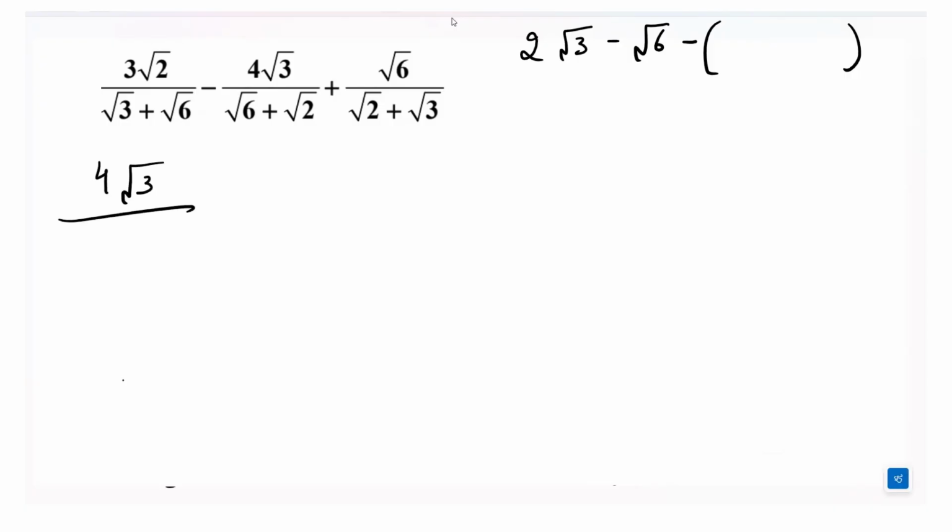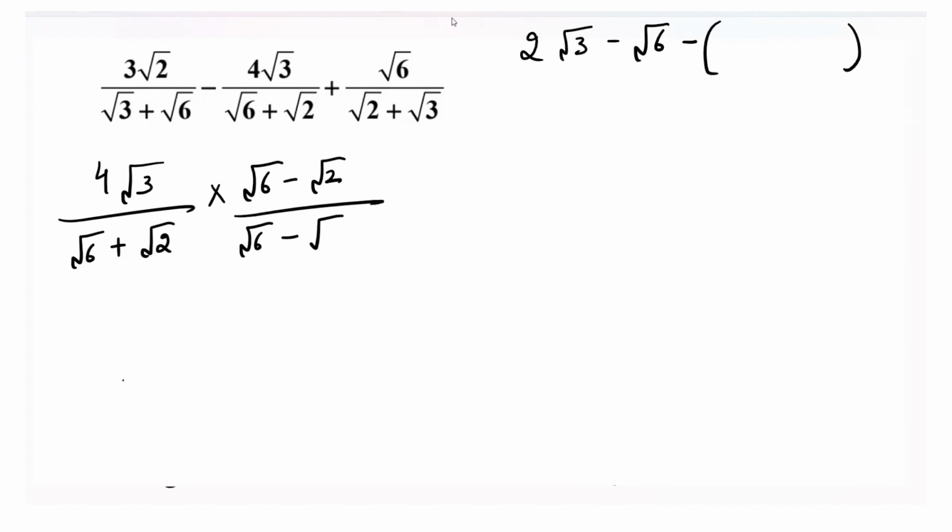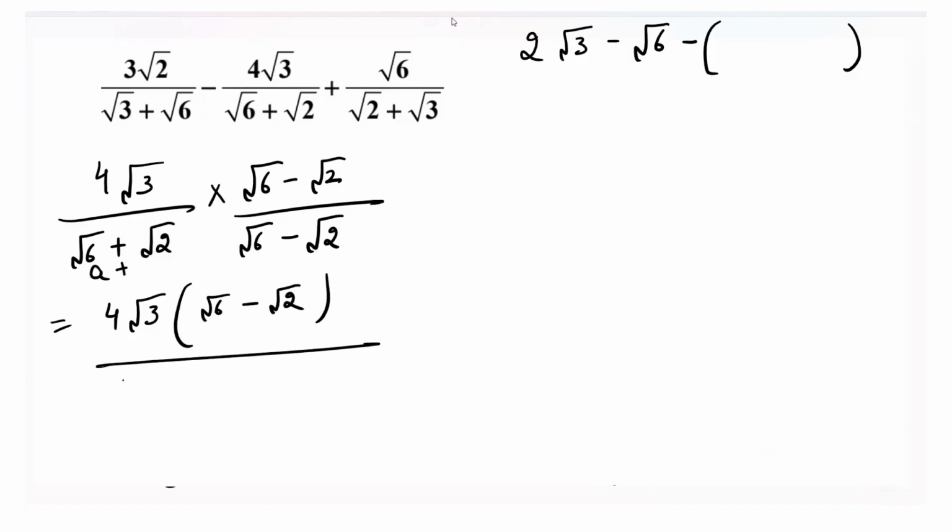4 root 3 over root 6 plus root 2. We'll rationalize it. Root 6 minus root 2. Change the sign. Root 6 minus root 2. So we'll get here 4 root 3. Then we'll put the bracket here root 6 minus root 2. And now since it's a plus b and this is a minus b, that means it would be a square minus b square. So we'll write down here root 6 square minus root 2 square.